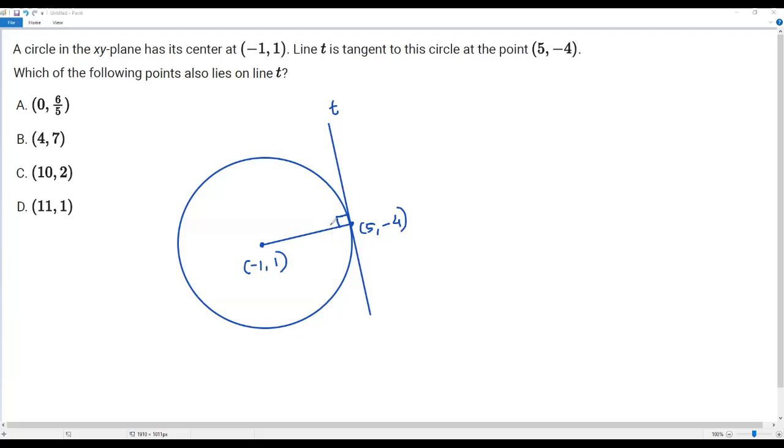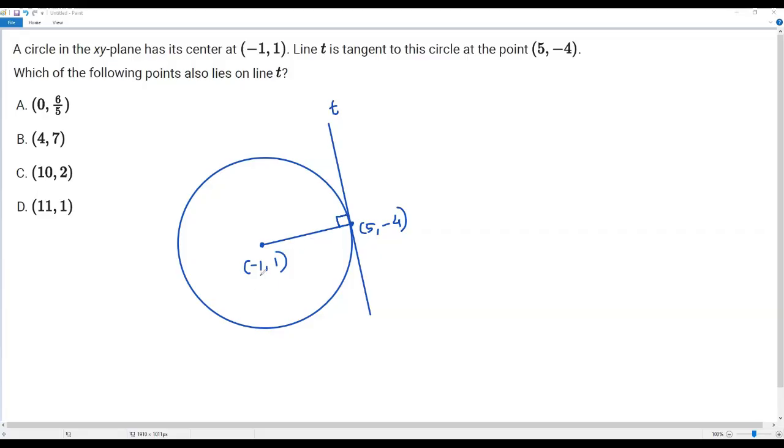Okay, now we need the equation of the tangent line T. Once I get the equation of the tangent line T, I can check the points in the given answer choices with that equation and find the point that lies on the line T. Okay, how do I get the equation of the tangent line T? For that, I'm going to find the slope of the line segment which represents the radius of the circle, because I know the 2 points which connect this line segment.